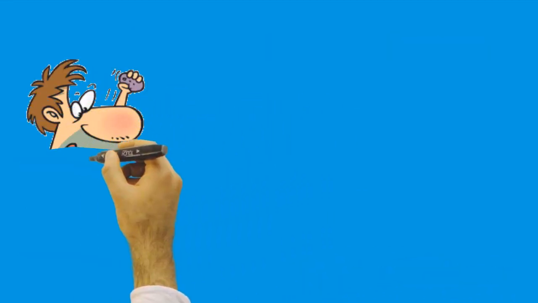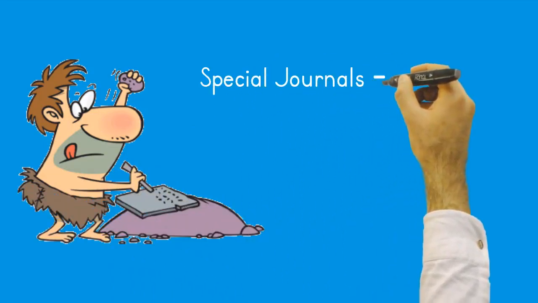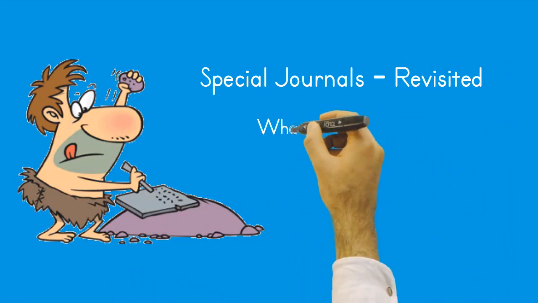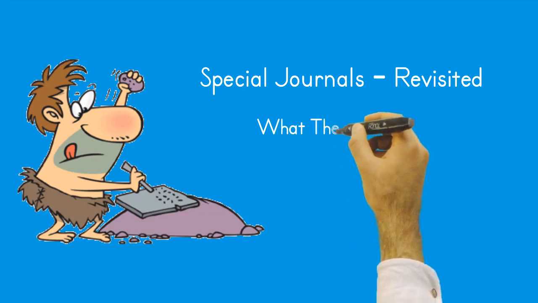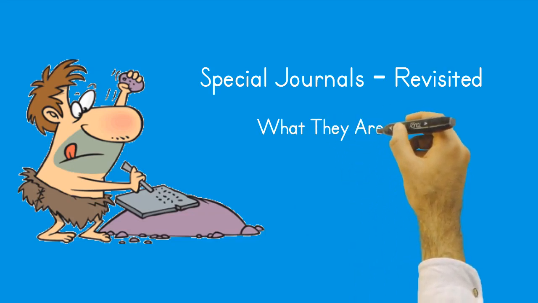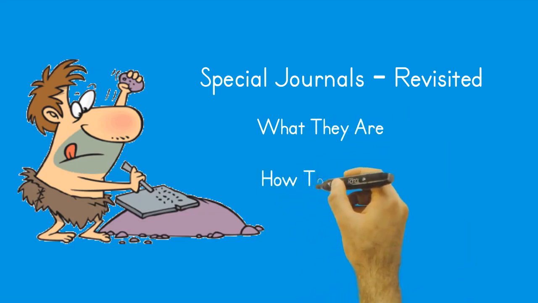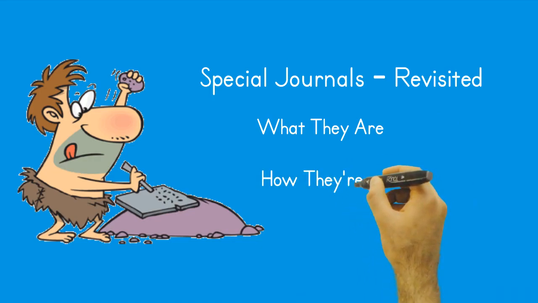Special Journals Revisited. Special journals were briefly discussed in the introduction to this tutorial. In this lesson, we're going to learn more about what they are and how they're used. Special journals are nothing more than journals designed and used for recording a single type of transaction, such as receiving cash or writing checks. What makes them special? Simply that they only record certain types of transactions.